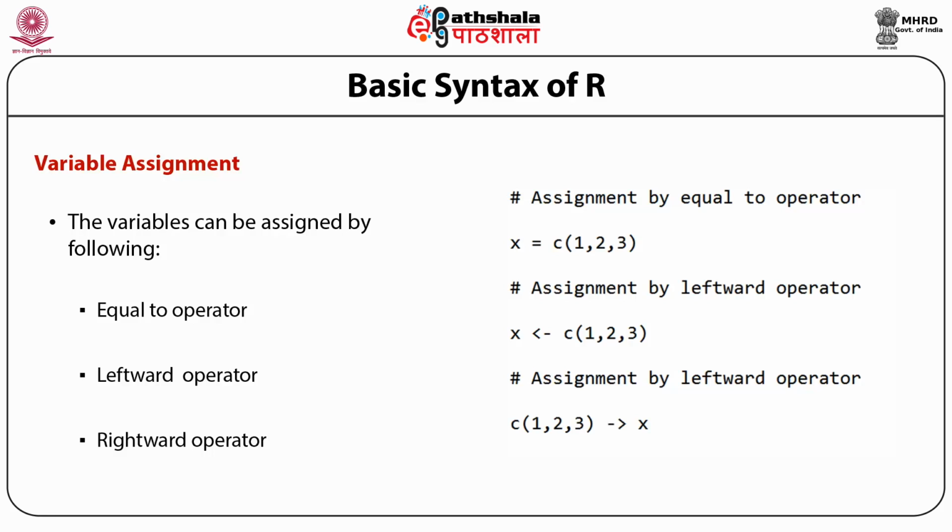Then the third is the rightward operator. Whatever value is written on the left side will be assigned to the object, and the object should be written on the right side of the values. So here c(1, 2, 3) -> x. If we want to see the values of the object, we simply type x and it will print all the values assigned to the object.